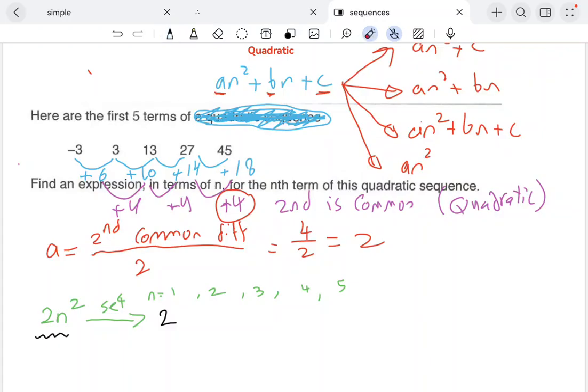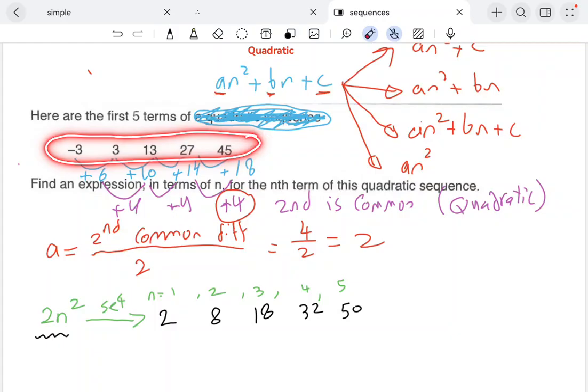You know what I'm doing, guys? I'm putting n equal 1, then I see what's going to be the answer. N equal 2: 2 squared is 4, 4 times 2 is 8. And then I put n equal 3: 3 squared is 9 times 2 is 18. 4 squared is 16 times 2 is 32, and so on. 5 squared is 25 times 2 is 50. That's the sequence of 2n squared, and that's my original sequence.